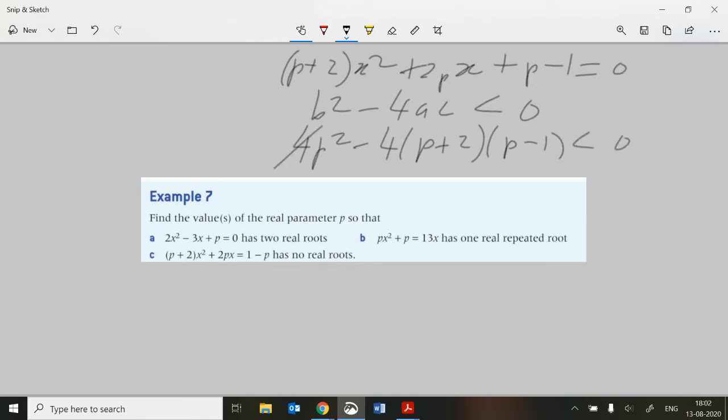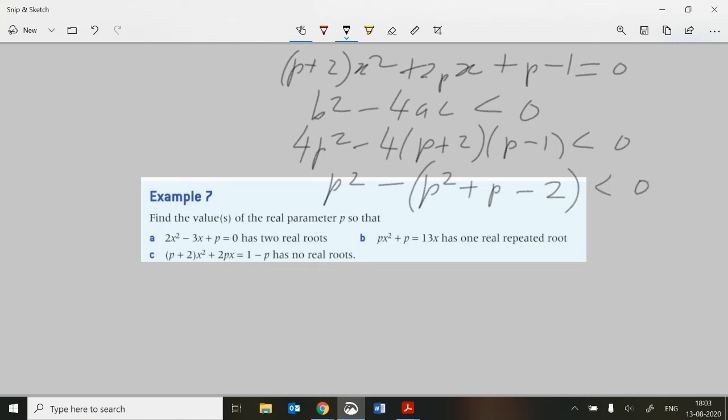I see that we can just divide throughout by 4. That's going to make life a little bit easier. So we've got p squared minus p squared, put this in brackets. Expand this. So then we've got 2p and minus p, so we've got plus p, and we've got minus 2 there. And that's less than 0.